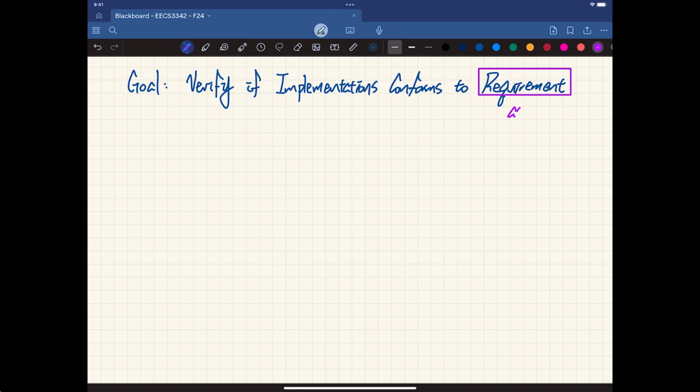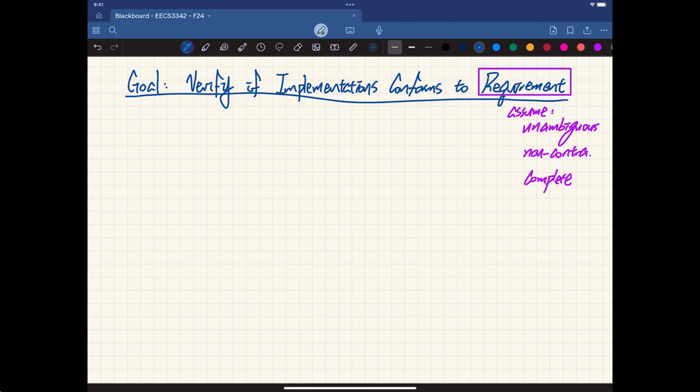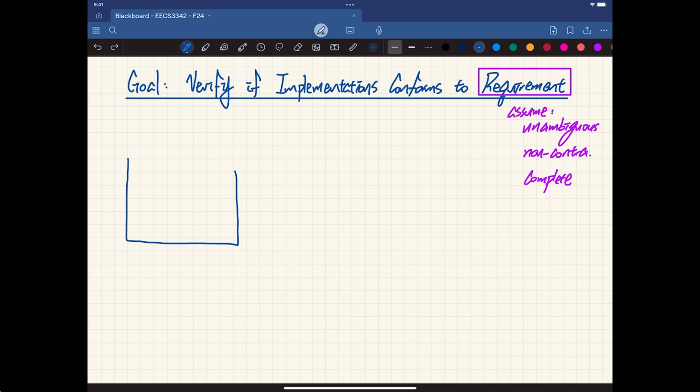For the moment, let's assume it is unambiguous, it is non-contradictory, and also it is complete, just for now. And now we want to see how to solve this problem over here in a general way. Let's now see what the inputs are. Okay. Let's say I have some implementation over here. Let me draw a little bit smaller. Let's say this is my implementation.